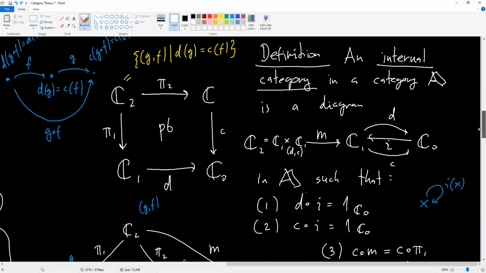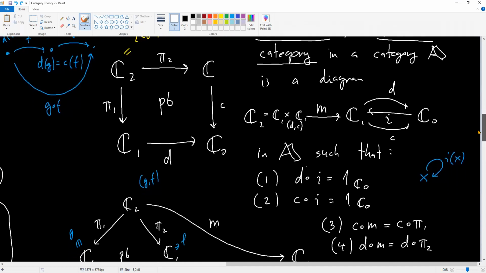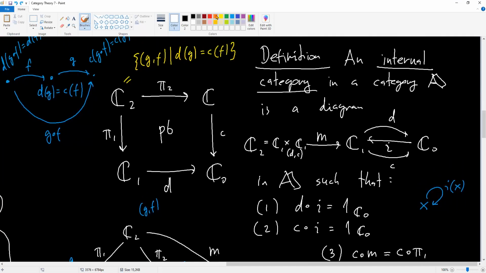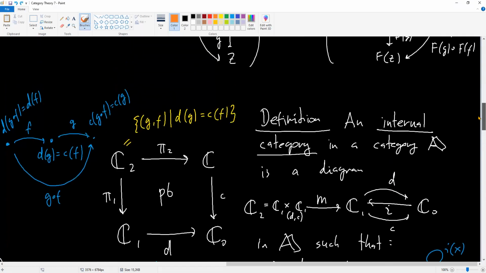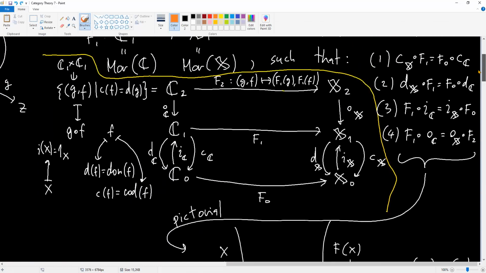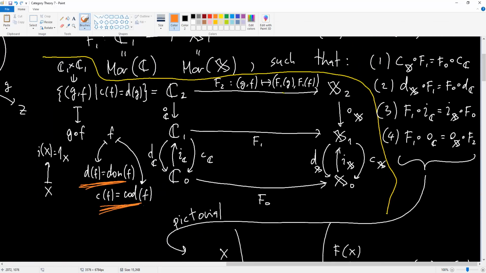I don't quite understand how D works from C1 to C0. So C1 is the collection of morphisms of the category. Yep. And C0 is the collection of objects. Yeah, how do you get an object from a morphism? By taking the domain of the morphism. That's what D and C stand for. Okay. Oh, yes, yes. I said that right here. Okay.